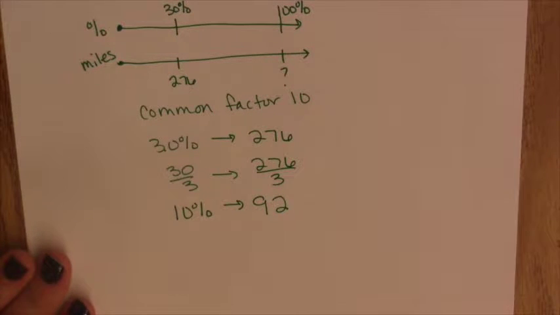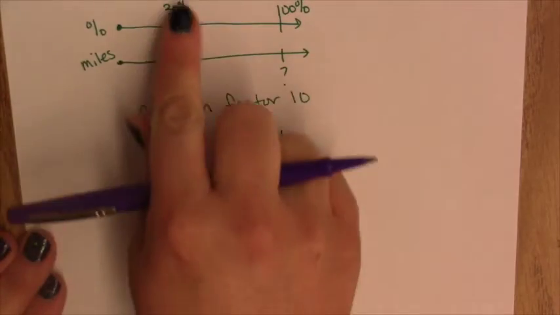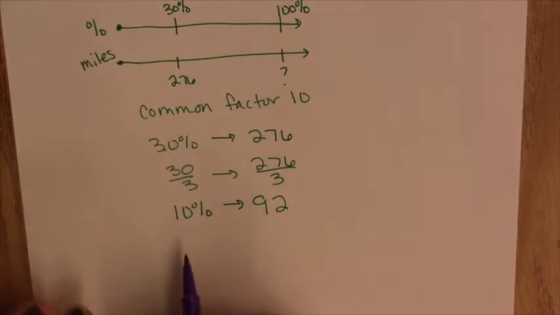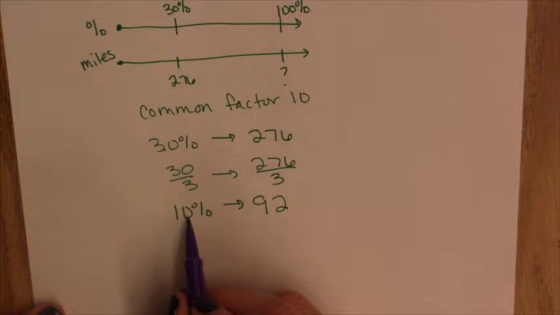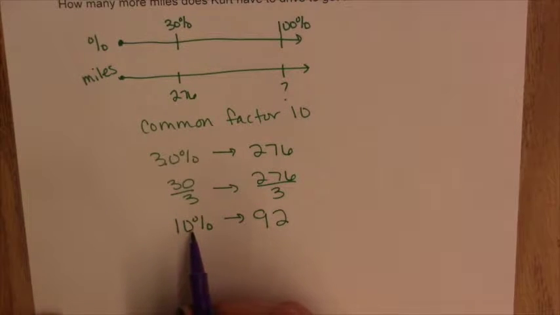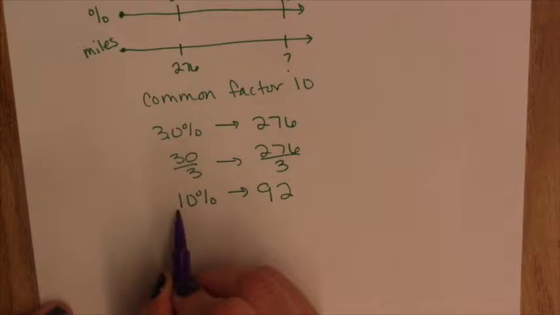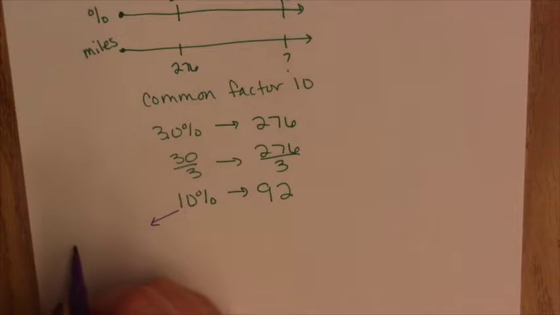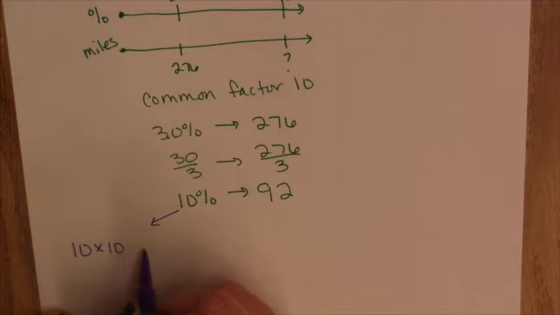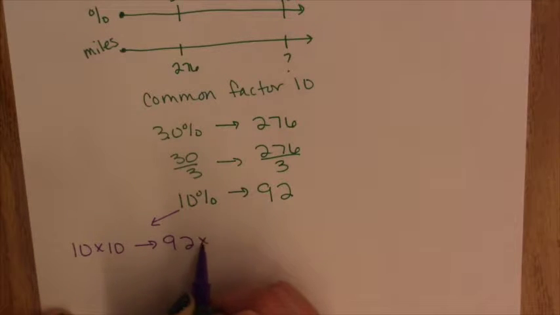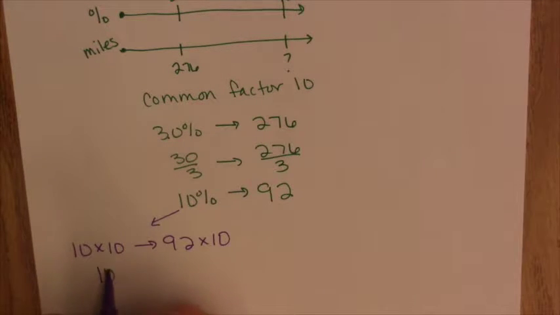So from here we really have two options. Our first option is we could find what 100% would be and then take off what Kurt has driven. So let's do that one first. To get from 10% to 100%, I would multiply by 10. So I'm going to do option 1. We're going to go 10 times 10 and then 92 times 10. So 100% of the trip would be 920 miles.